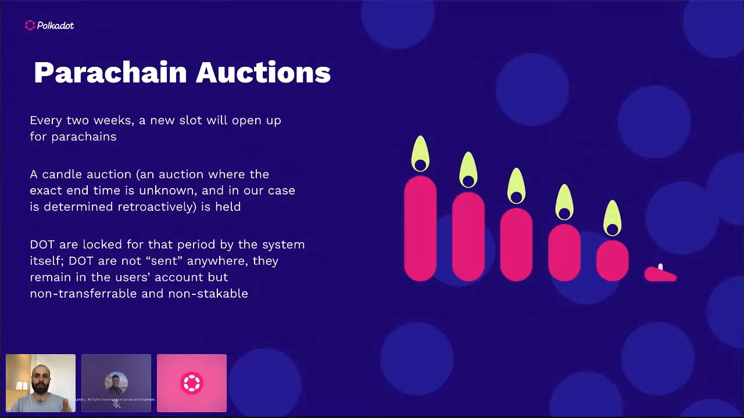So the winning parachain doesn't really know where it will win, in which block it will win. That's why this creates an incentive for parachains to bid as soon as possible, as much as possible, and as often as possible, creating kind of a more fair auction mechanism. The auctions require DOT to be locked up by the parachain teams. Those DOT are not sent anywhere, but they remain in the account of the parachain teams. However, they will become non-transferable and non-stakeable.